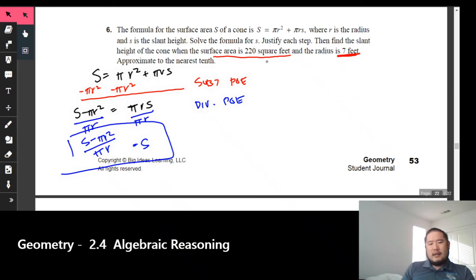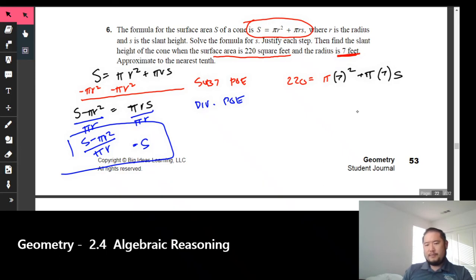And so let's think. In this equation right here, I should be able to plug things in. For example, 220 for slant height, or sorry, surface area. We have pi, the radius right here. Let's plug that in. 7 squared plus pi times the radius, which is 7, and S is your slant height. So I've got everything done. Now I can go ahead and just find what S is. I could simplify things out.